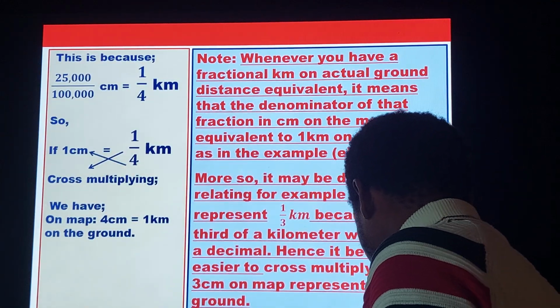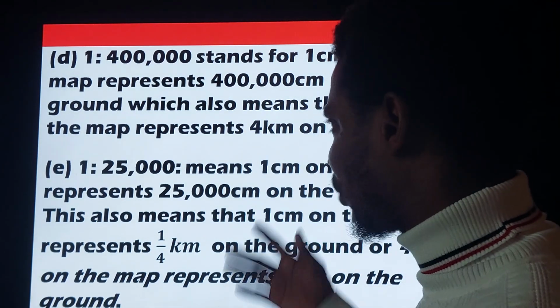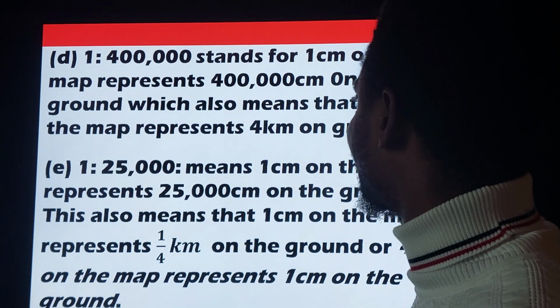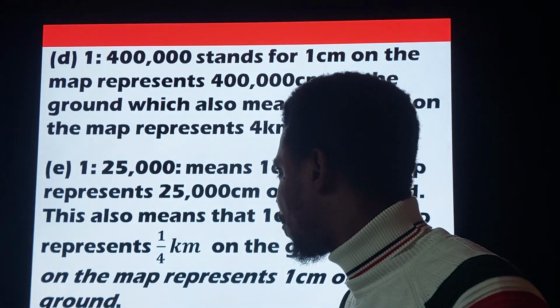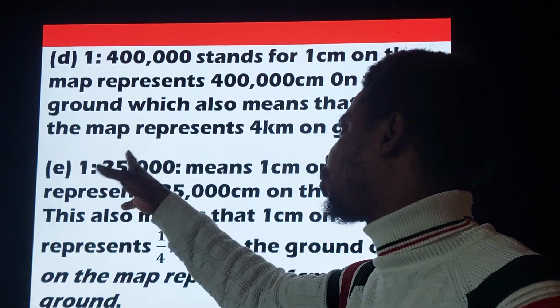Now, there is one technicality. There is one question here that looks technical. Look at this number 5. It says 1 centimeter, 1:25,000.